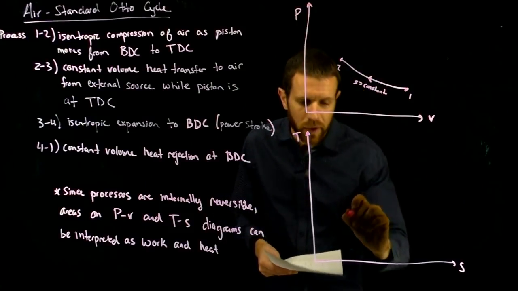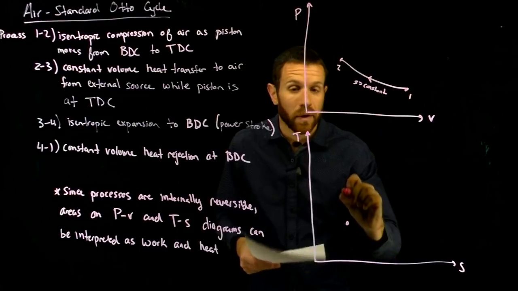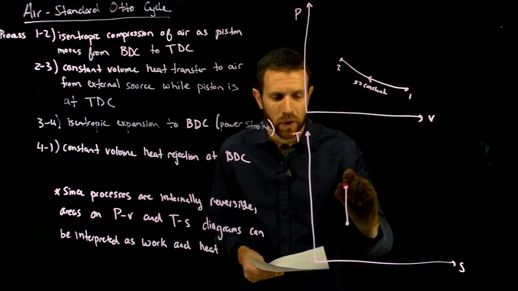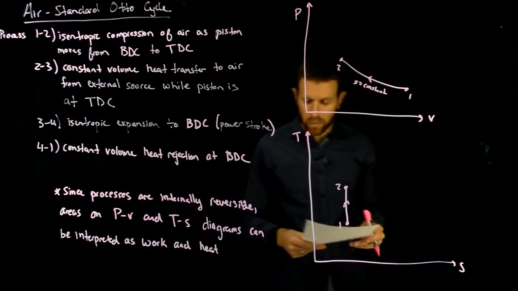TS diagram, we're going to compress without heat transfer, so we expect our temperature to increase, and of course our entropy will not increase. So there we go, 1 to 2.